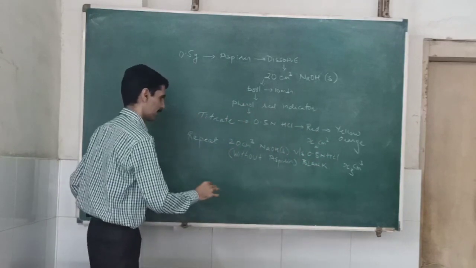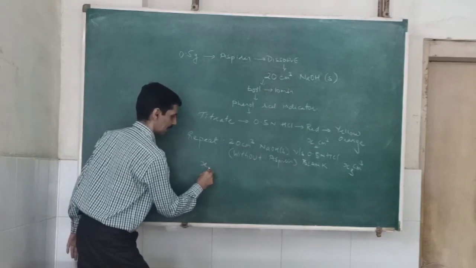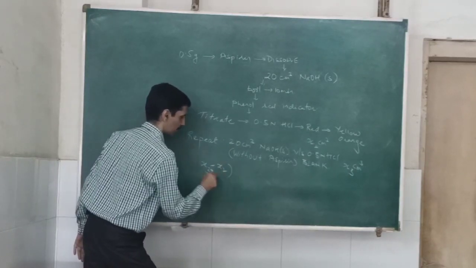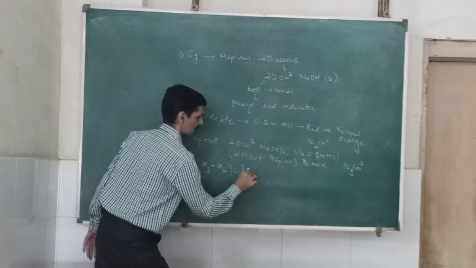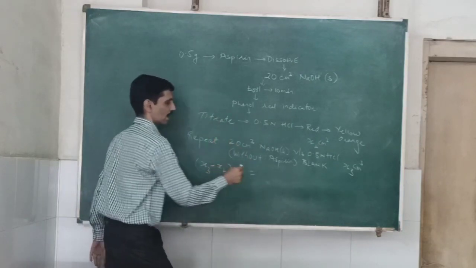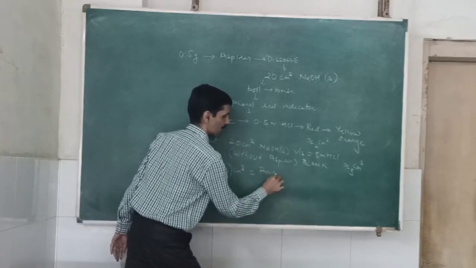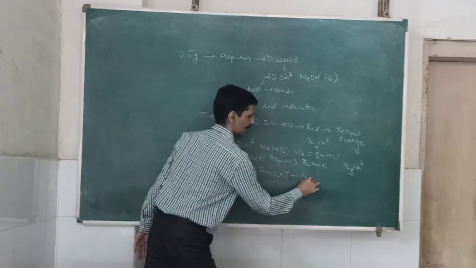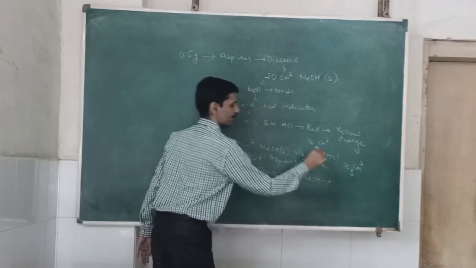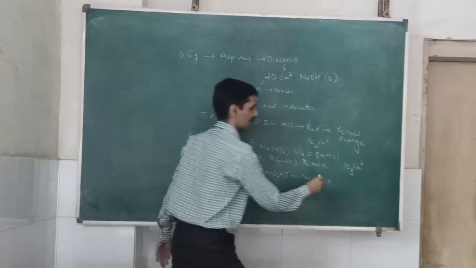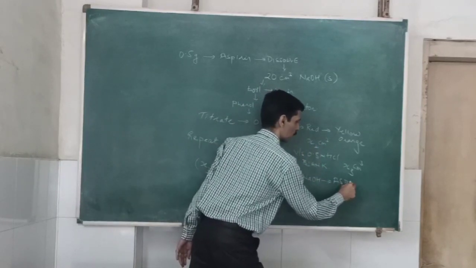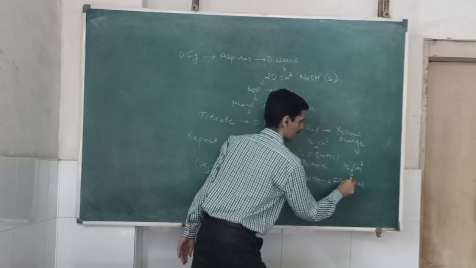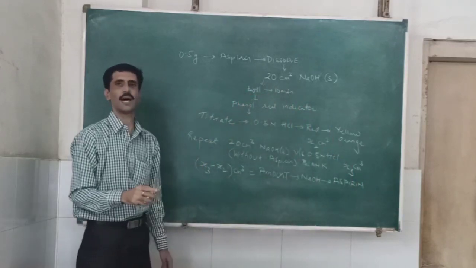As a result of this, the difference between the two, that is X3 minus X2, is equal to the amount of NaOH which is required by acetylsalicylic acid, or we simply call it aspirin. So this is, my dear friends, about the estimation.